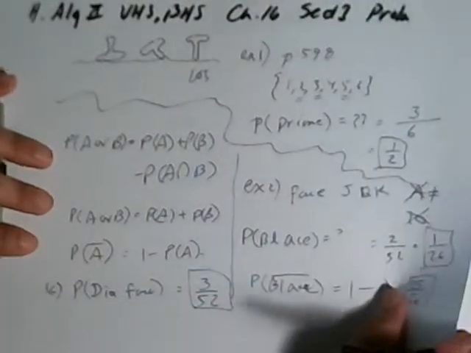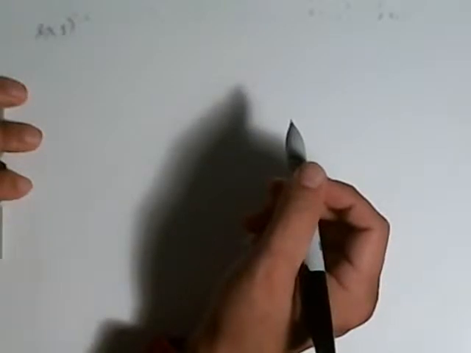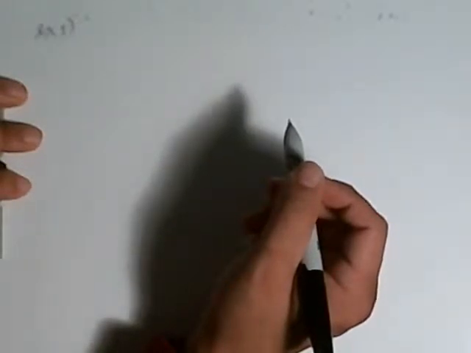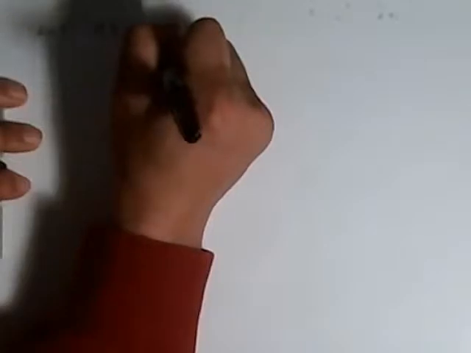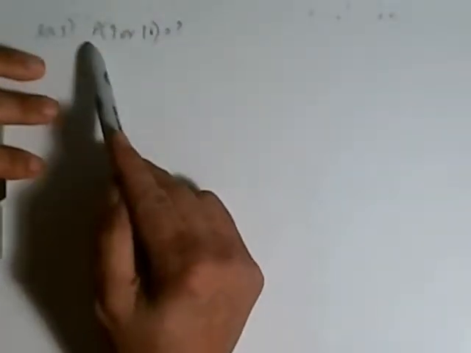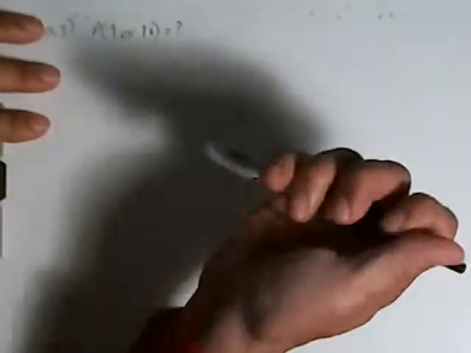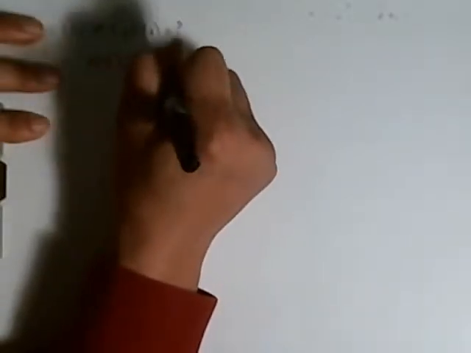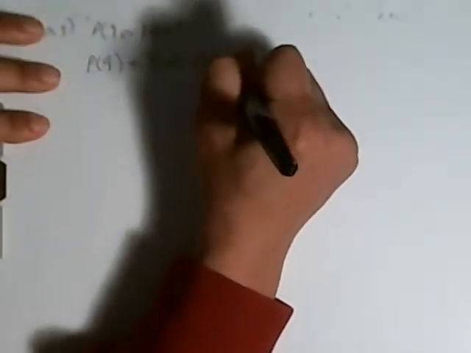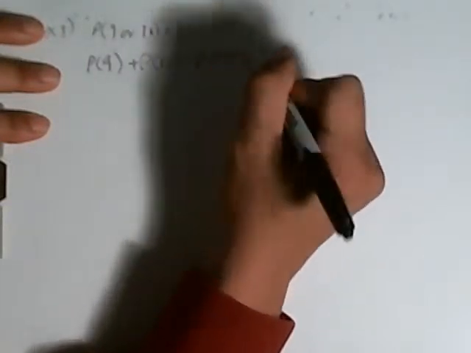Example number 3. It looks something like this. Suppose a red die and a white die are rolled. What is the probability that the sum of the numbers showing on the dice is 9 or 10? Probability of 9 or probability of 10, that's what we're looking for. Using the formula, the probability of a 9 or 10 is the probability of a 9 plus the probability of a 10 minus the probability of 9 intersection 10, where they both occur.